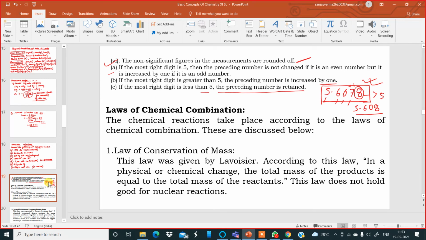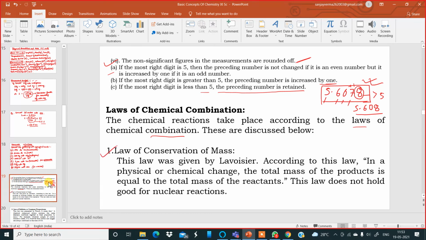Now let us move ahead to the next topic in this chapter, which is called laws of chemical combination. Chemical reactions take place according to the laws of chemical combination. All chemical reactions take place according to what? Laws of chemical combination. Now these laws will be discussed one by one, and while I'm discussing them, I will be doing some numericals based on the particular given laws.